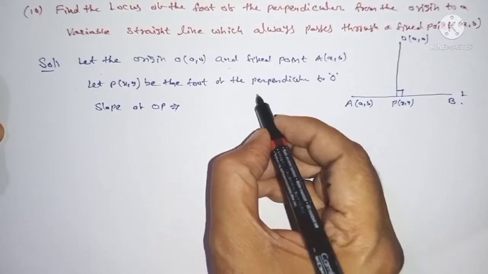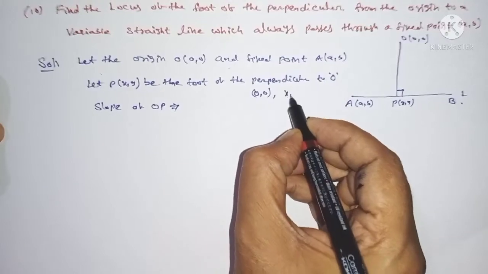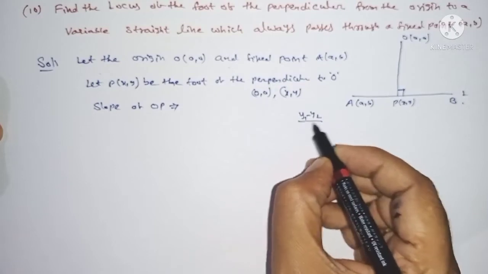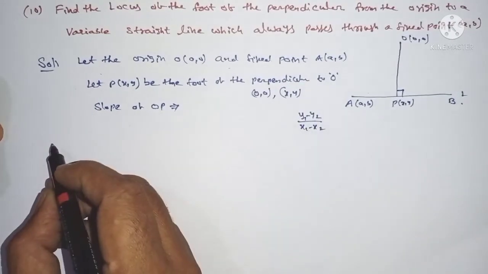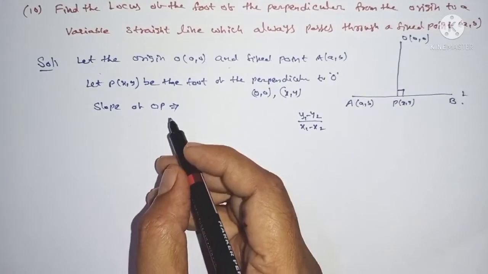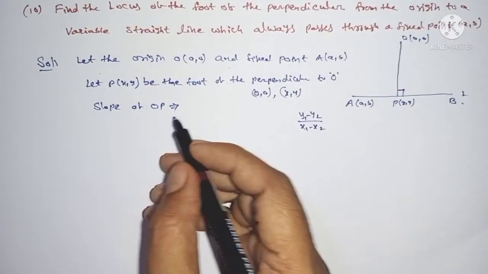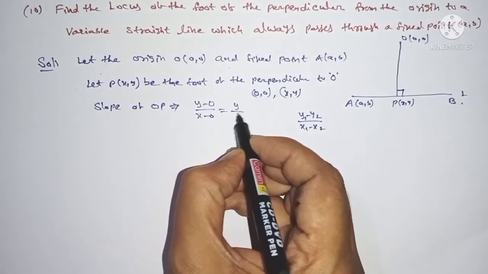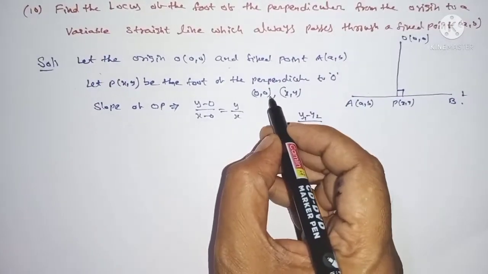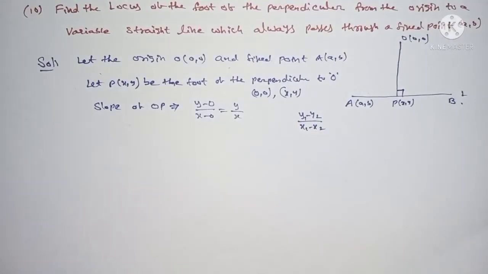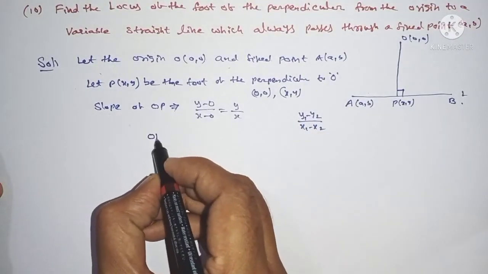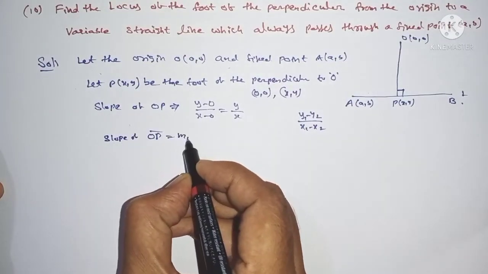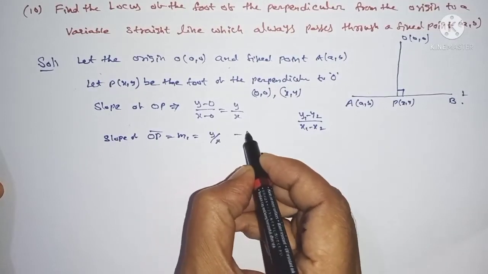Slope of OP means you can take 0 comma 0 and x comma y. What is the formula? Slope is y1 minus y2 by x1 minus x2. Or I can write here y minus 0 by x minus 0 is equal to y by x. Similarly, this is the slope of OP, m1 is equal to y by x, call it equation number 1.